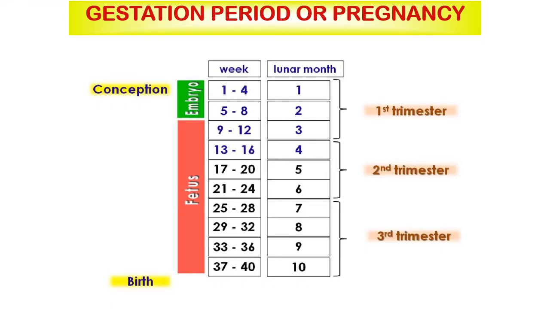Okay, so this image shows a period of pregnancy or a period of gestation. Pregnancy is divided into 3 trimesters, and each trimester consists of a period of about 3 months. It starts from conception, and then embryo, and then fetus, and lastly birth. As you can see, here is the first trimester, the second trimester, and the third trimester.